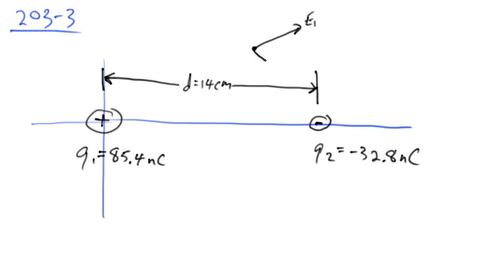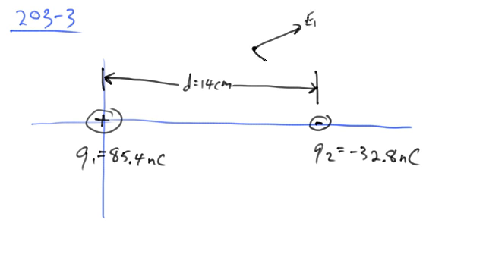Well, you can see that the only way these two vectors are going to add up to 0 is if they're along the same line, and the only way they're going to be along the same line is if we're at a point on the x-axis. So let's check out points on the x-axis.